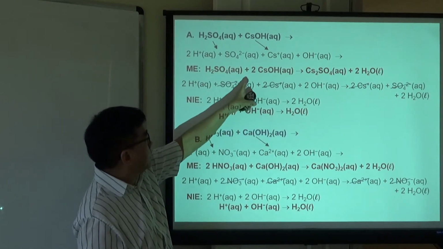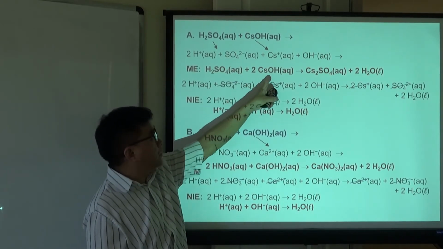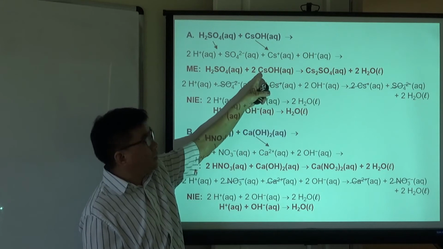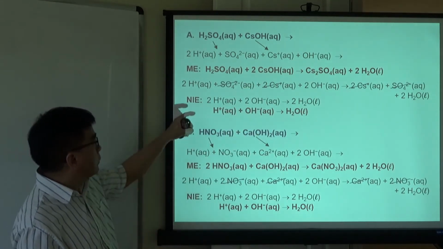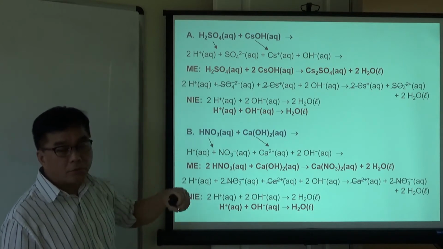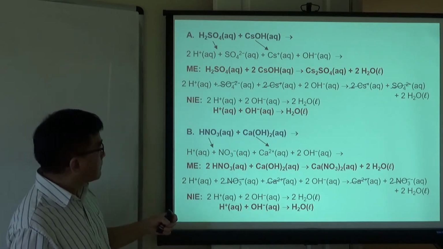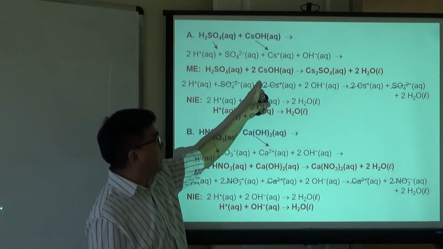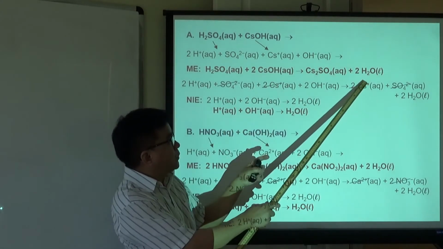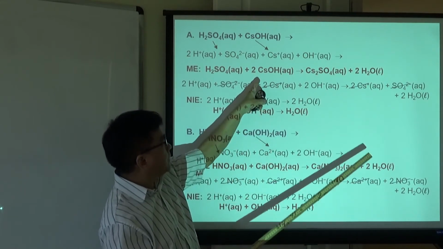So that's what I do, I put 2 right here in order to produce 2 hydroxide, and then you also have 2 cesium. So again, when you write the molecular equation, you have to balance it. So the 2 hydrogen ions produced by sulfuric acid react with the 2 hydroxide to produce 2 water. What's left is that you got 2 cesium.